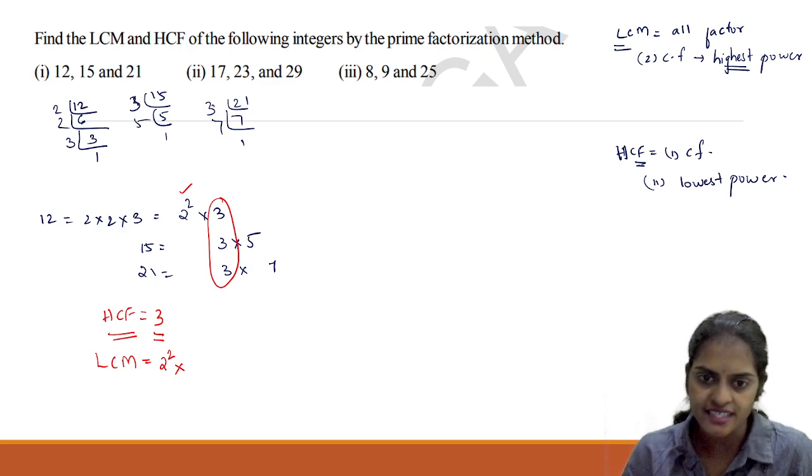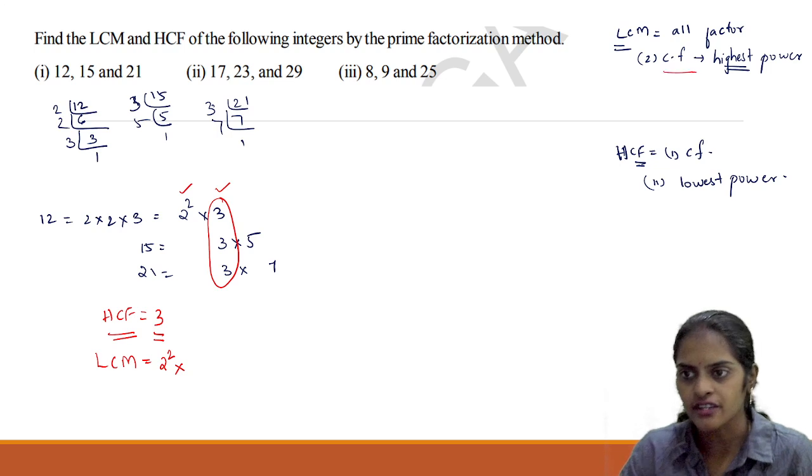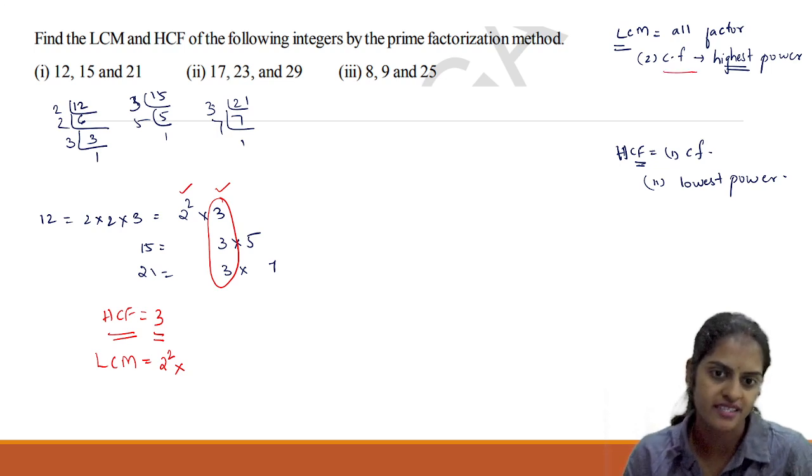Okay. 3 is a factor, but what is the second rule? When you have the common factor, highest power you will consider. 3 is a common factor only, but there is no highest power. All the powers are 1. So consider it the same.